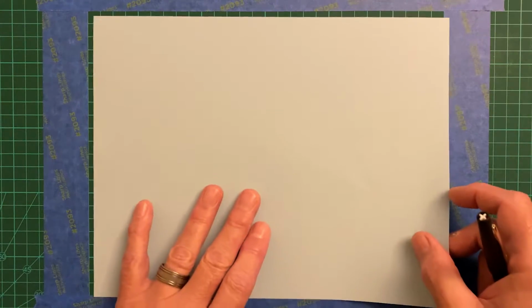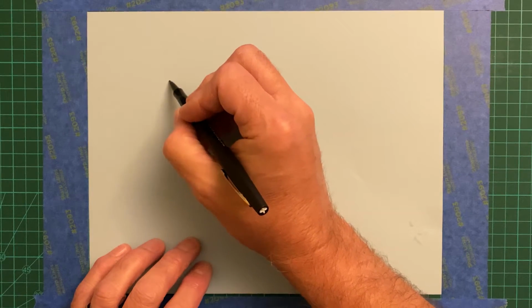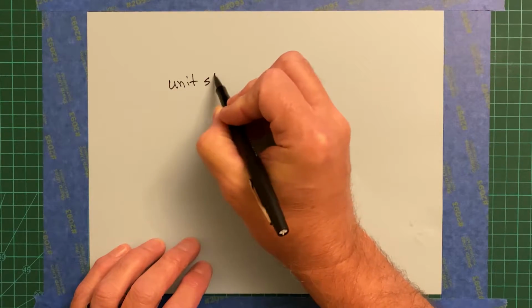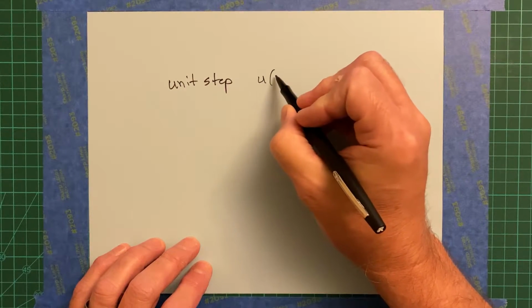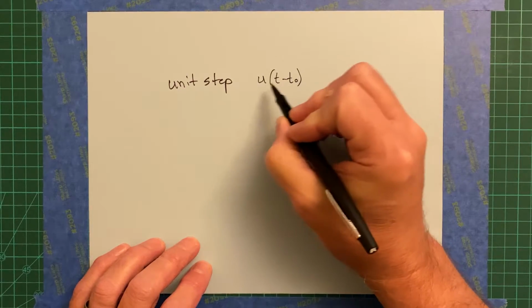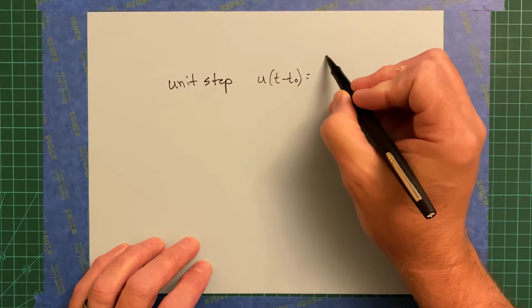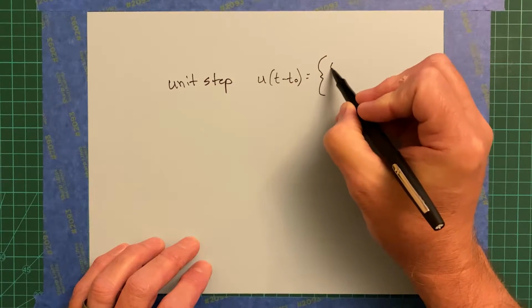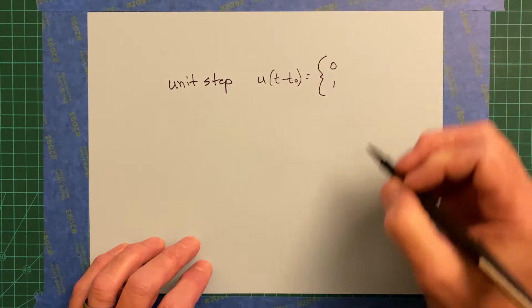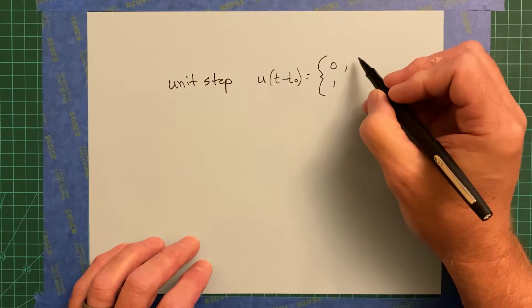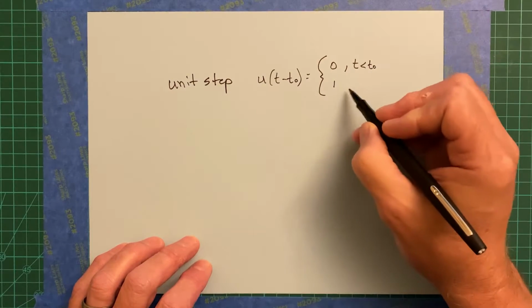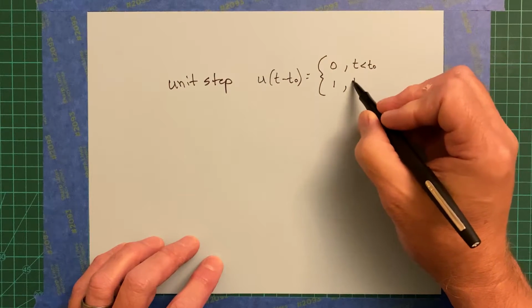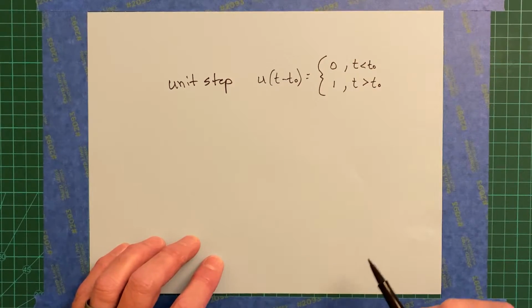Okay, let's start with the unit step function. And the unit step, like I said, is written this way. It is u of t minus t naught. And it is defined as either being 0 or 1. It's one of those two values. And it is 0 if t is less than t naught. And it is 1 if t is greater than t naught.